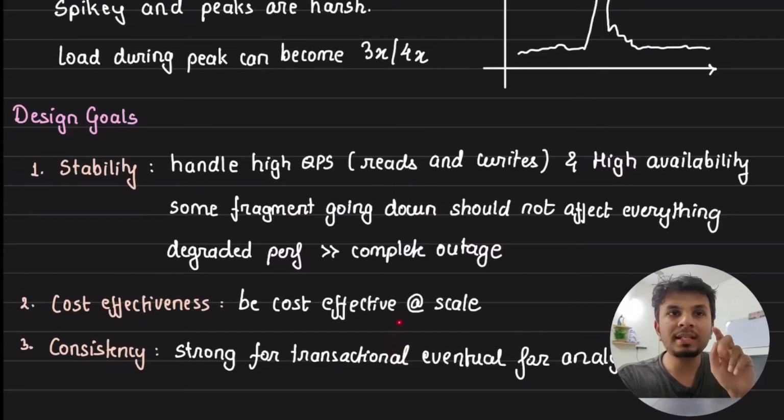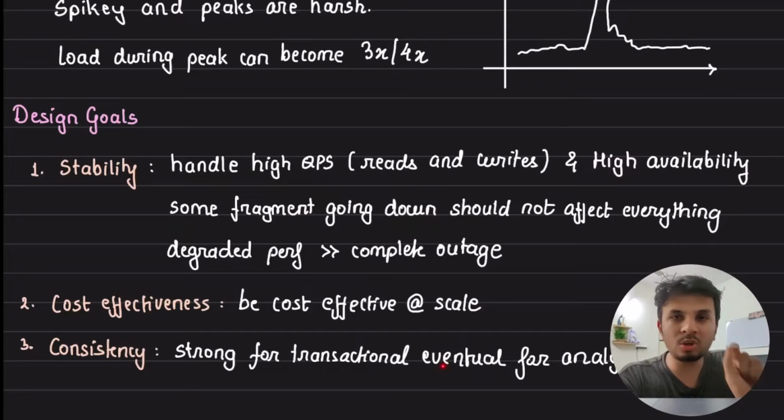Second design goal is around being cost effective. It's really important when a company operates at scale, a small slow query or a simple looking slow query would shoot your infrastructure cost by a huge margin when you talk in absolute terms, which means your architecture has to be very cost effective. Third, consistency.